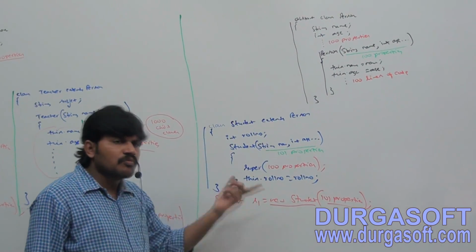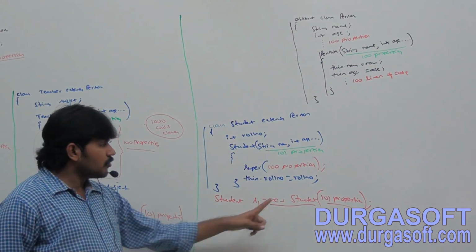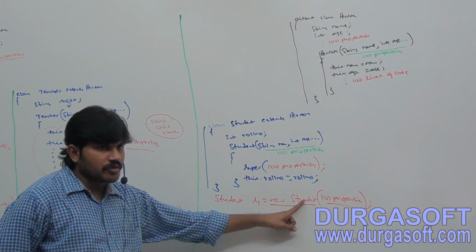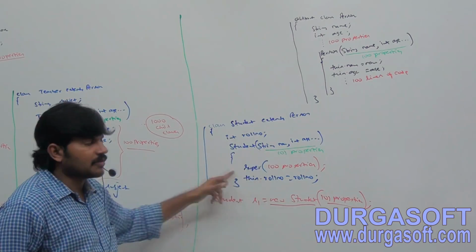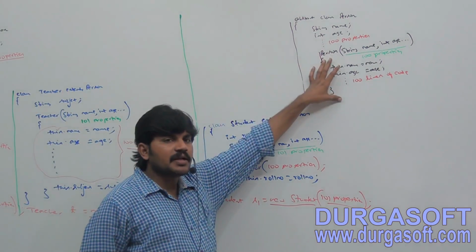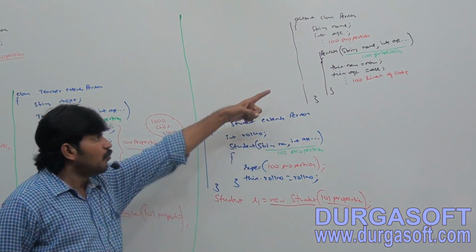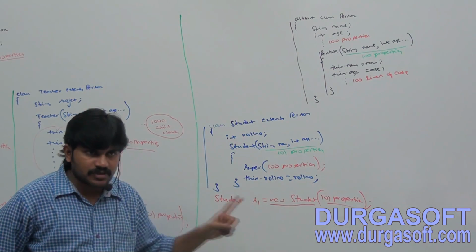In this example, which object are we creating? A student object. Whenever we create a student object, the student constructor will execute. But as part of that, super is there, so the parent constructor will execute. The parent constructor and child constructor both will work for the child object purpose only.